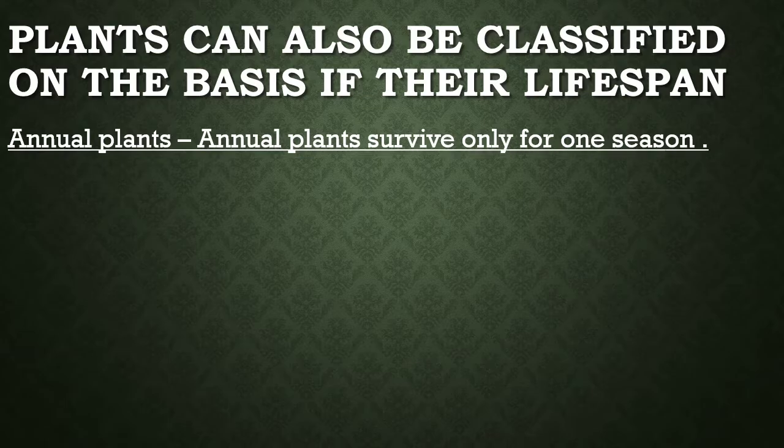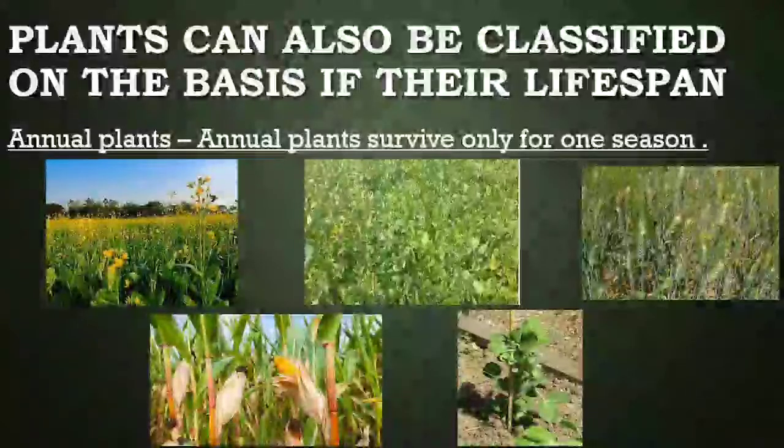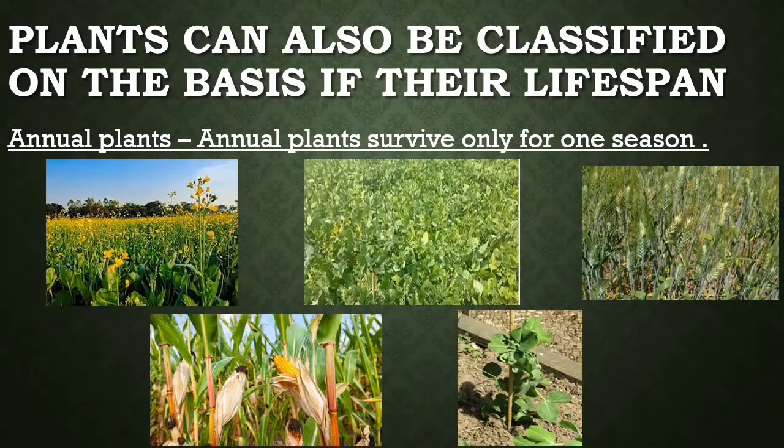Plants can also be classified on the basis of their lifespan. Annual plants survive only for one season. Mustard, sunflower, wheat, corn and pea plants are annual plants.